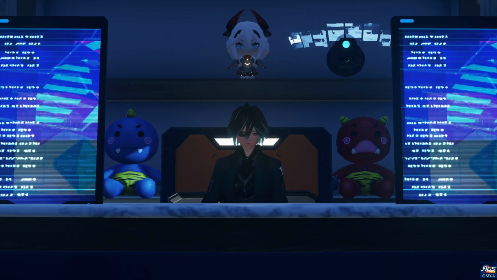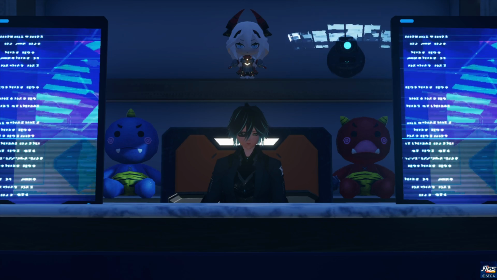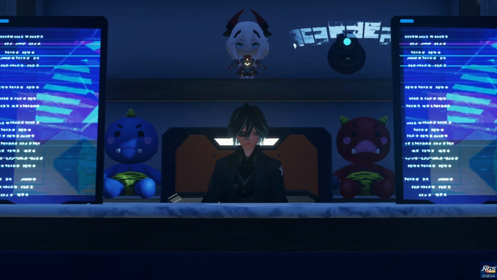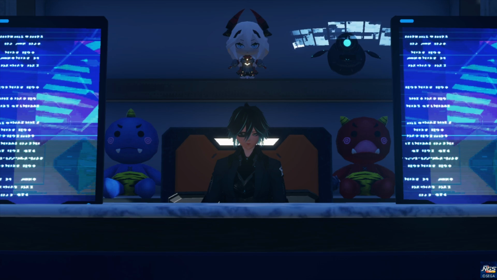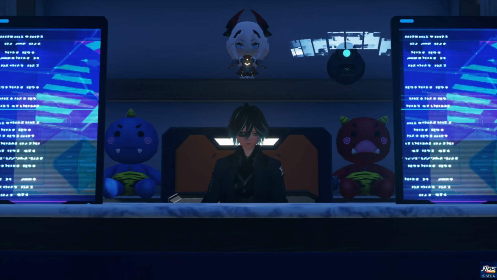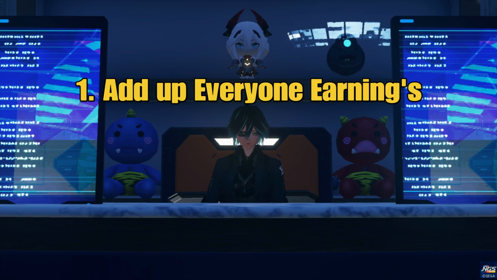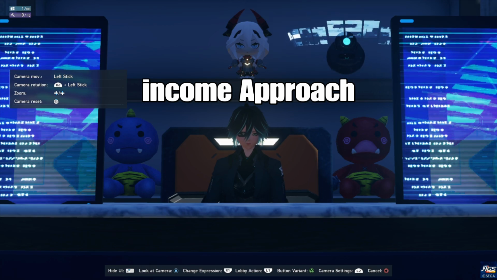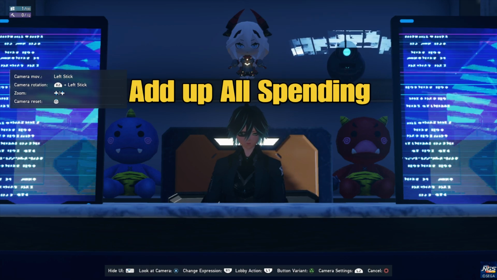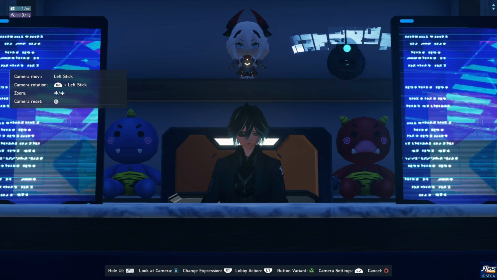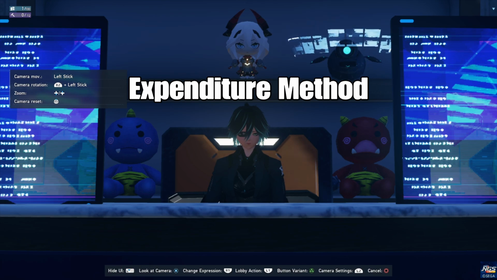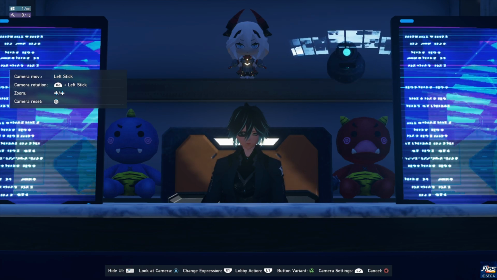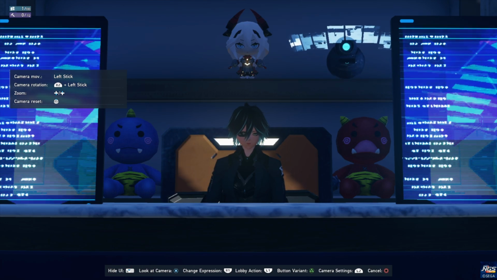Calculating the GDP is very complicated, depending on who knows this type of information. To make it short, sweet, and simple, number one would be adding up everyone's earnings, which is the income approach. Number two would be adding up all spending. And the most popular method is the expenditure method, if I'm getting that right.